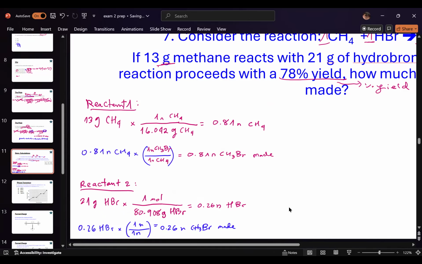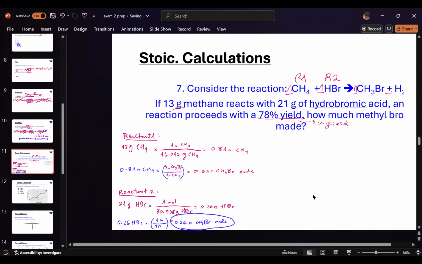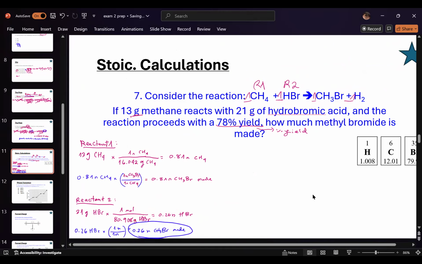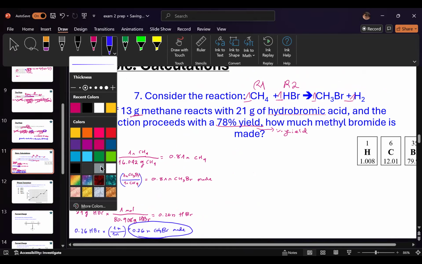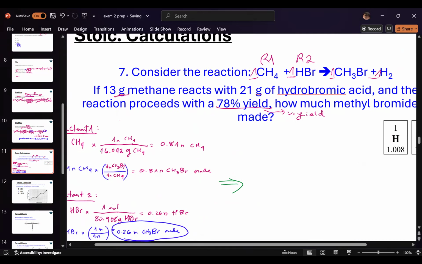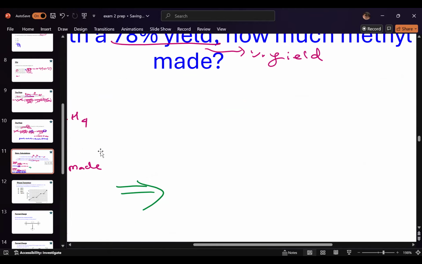Now, when you look at these two, you can tell exactly which one is the limiting reagent. Which one do you make less of? Which one do you run out of first? You run out of the HBr first because you make less of it. Okay. Now using this information, I'm gonna change into a different color. Let's do green. So using this information, we're gonna move on to calculating our theoretical yield.